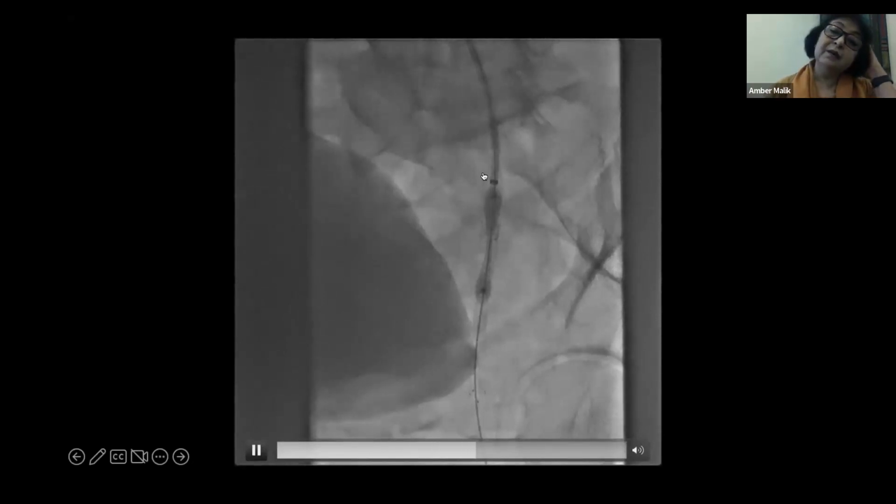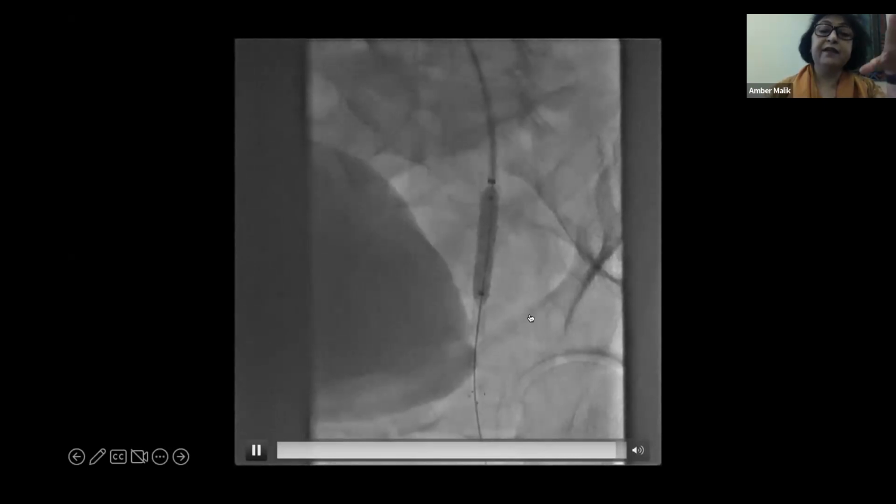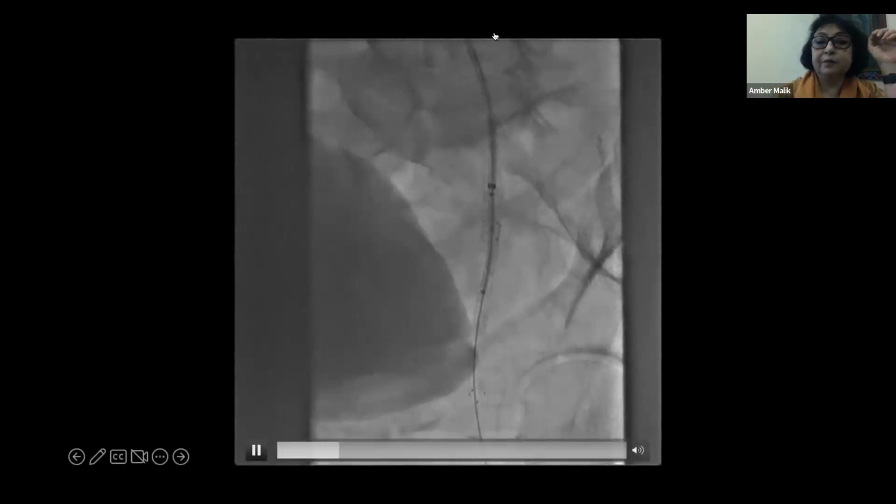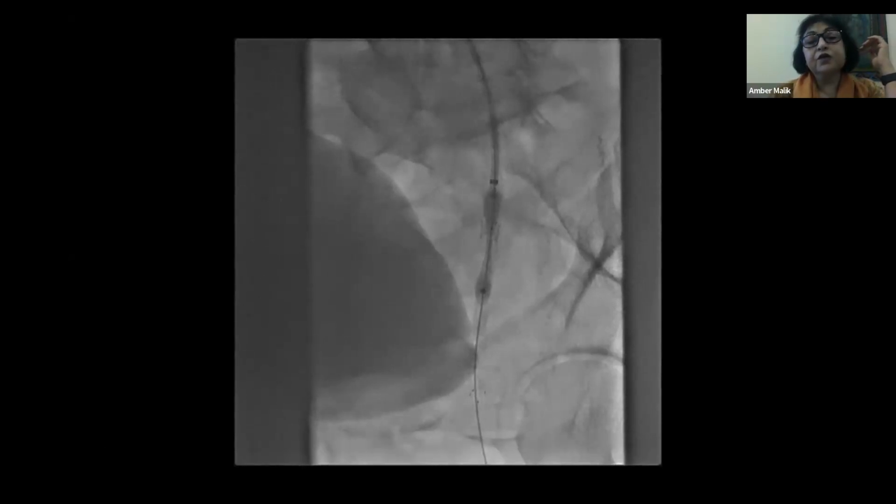It was a balloon. We did a balloon tamponade here, and then we took that out. And immediately we brought in a covered stent and placed it over here. We first did a balloon tamponade right there and then took the balloon back in. Sometimes it's not easy to put in big balloons, right? And then we put in a covered stent over here.